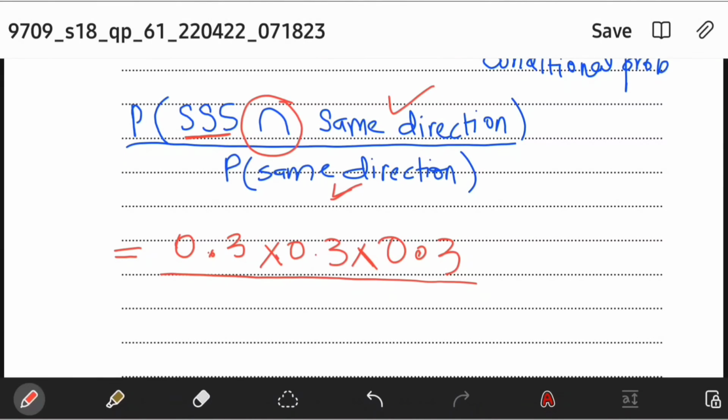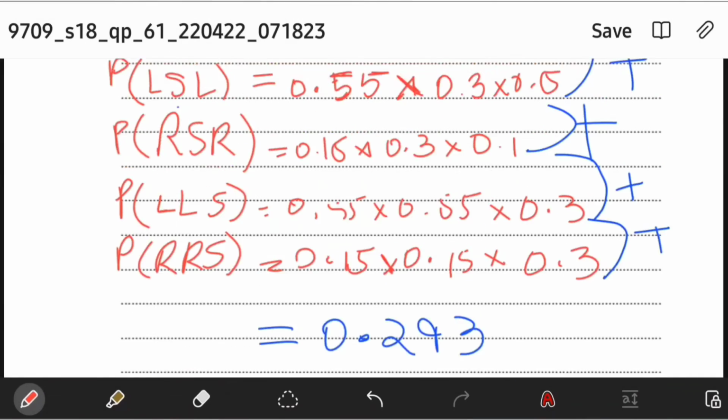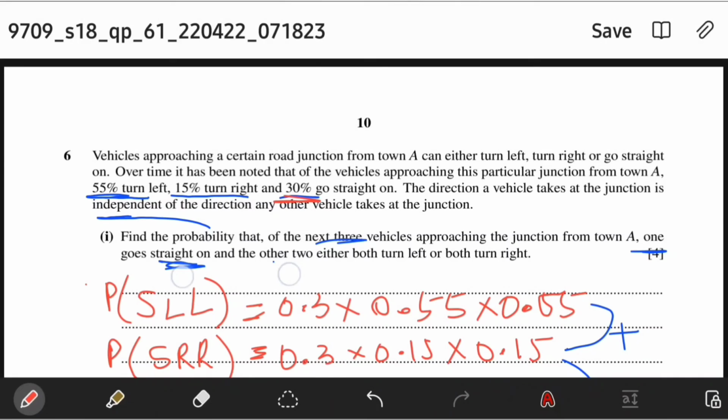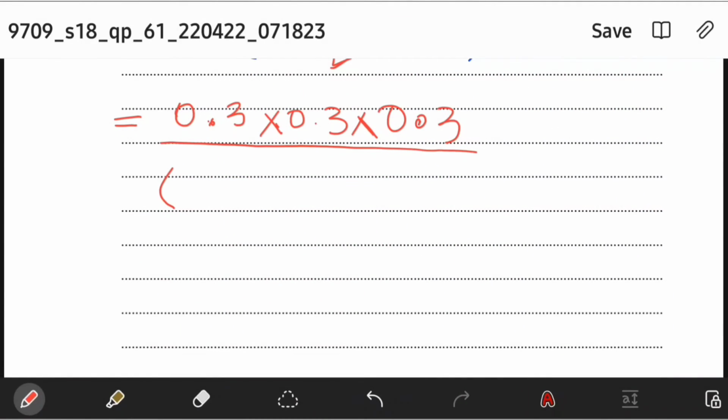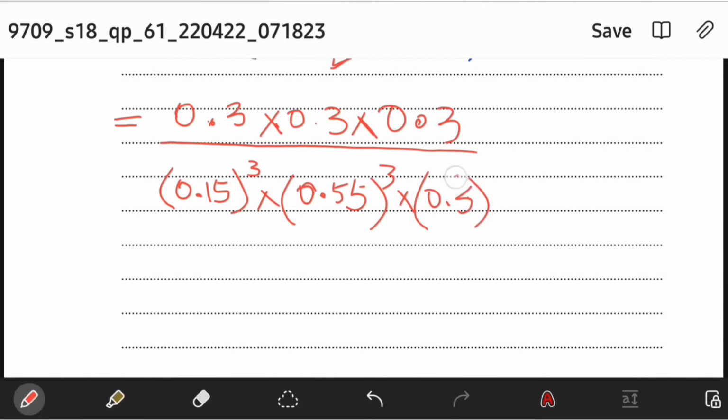It could either be all 3 cars going right, which was I think 0.15. All 3 cars go in the same direction, that is right. That would be 0.15 to the power 3, into all 3 cars going left, so that would be 0.55 to the power 3, into 0.3 to the power 3.